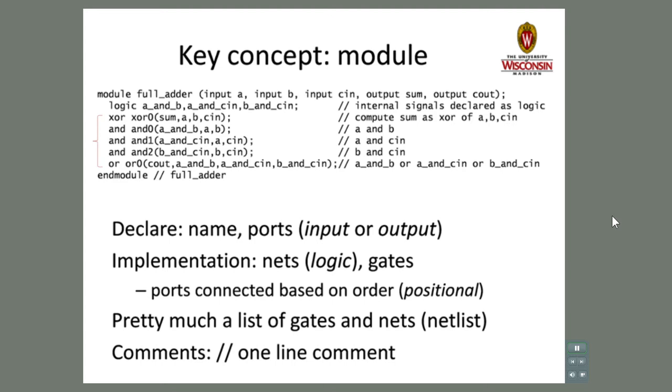The example shown here is a full adder, which requires a 3-input XOR gate, 3 2-input AND gates, and a 3-input OR gate to generate the sum and carry outputs. As you can see, a structural module implementation is pretty much just a list of gates and nets, hence we can think of it as a netlist. Note also that we can insert single-line comments into Verilog. Anything following a double slash is ignored when the HDL is simulated or synthesized into hardware.